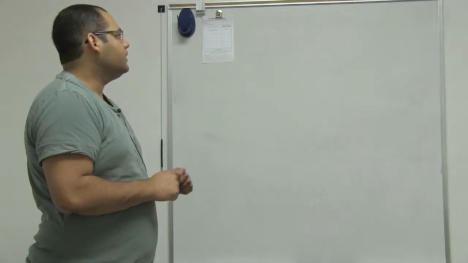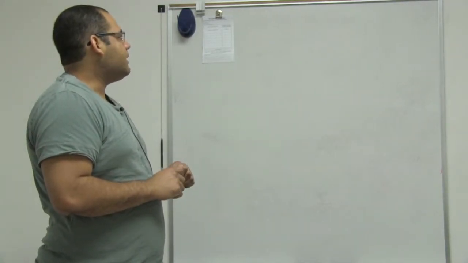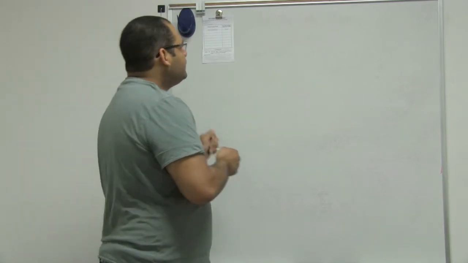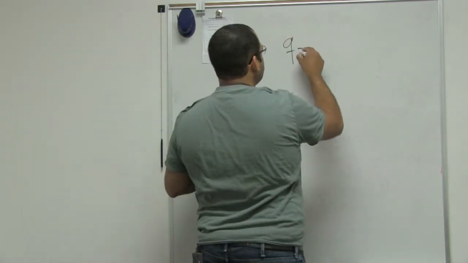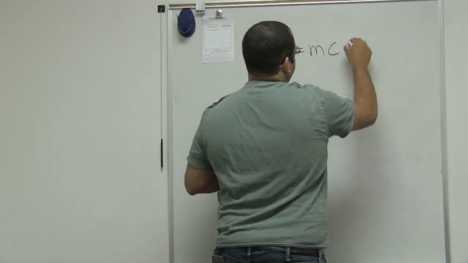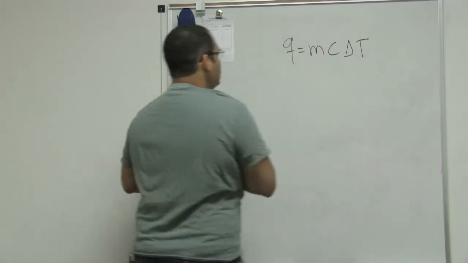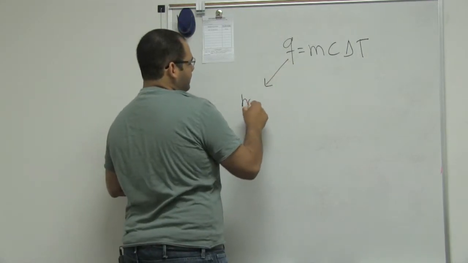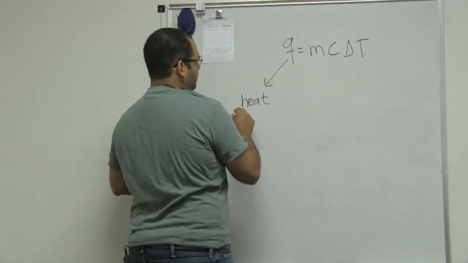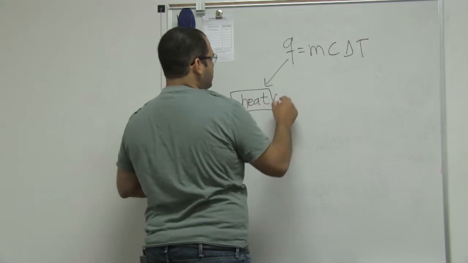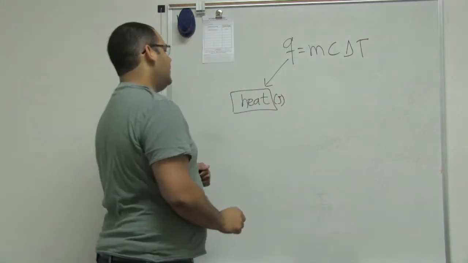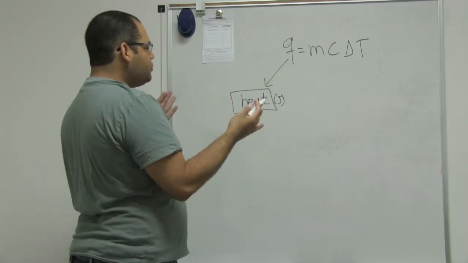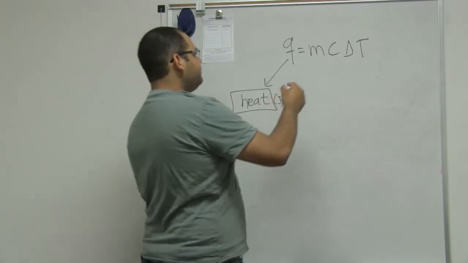Okay, so let's talk a little bit about heat capacity and energy calculation. The first thing we need to know is the formula. Q equals mc delta T. What Q stands for is what we call the heat. Usually it's given in joules. The question could be in kilojoules, it just depends, but usually our unit is joules.